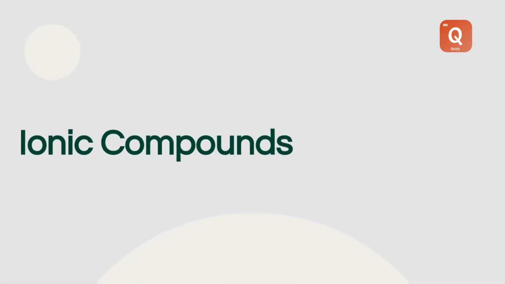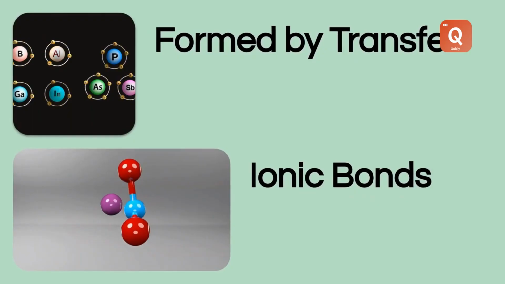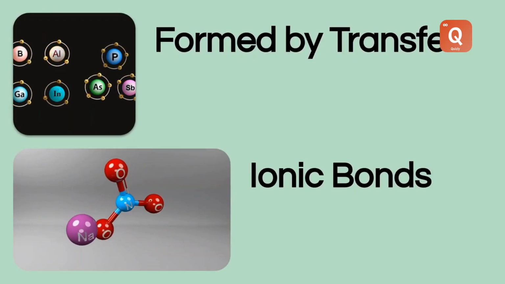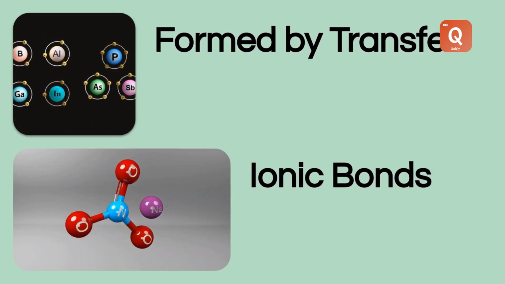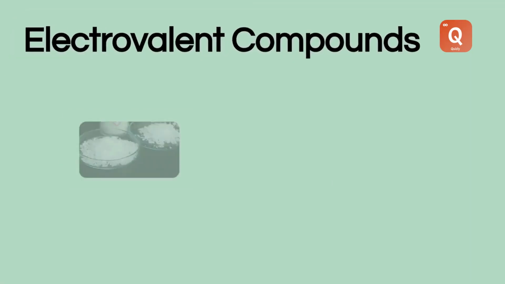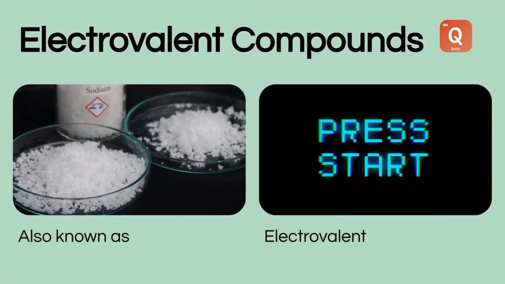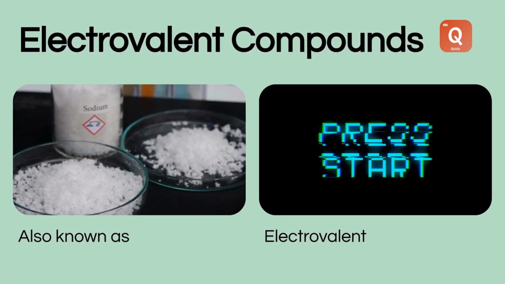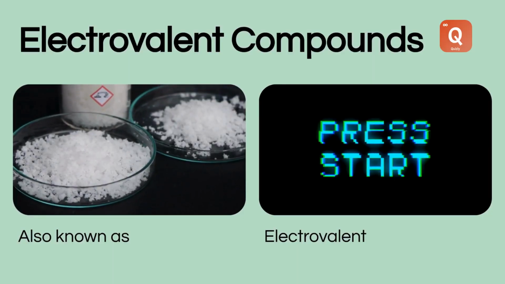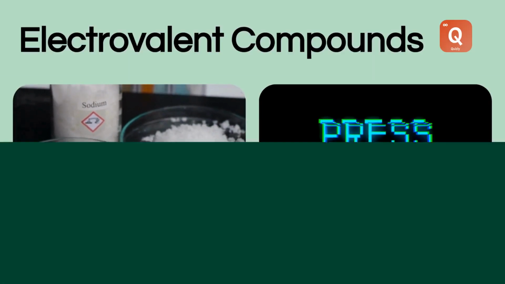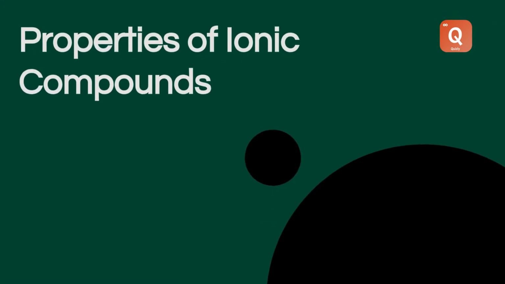The compounds formed by this complete transfer of electrons from a metal to a nonmetal are called ionic compounds. The force of attraction between the positively and negatively charged ions forms an ionic bond, which is a very strong electrostatic force. You might also hear ionic compounds referred to as electrovalent compounds, as their formation involves the transfer of valency electrons. Now, let's quickly go over the key properties of these ionic compounds.